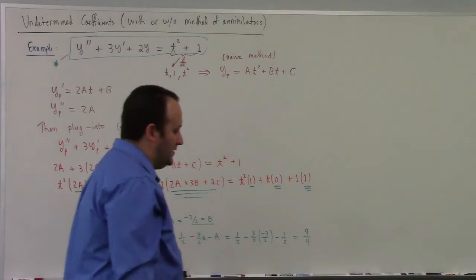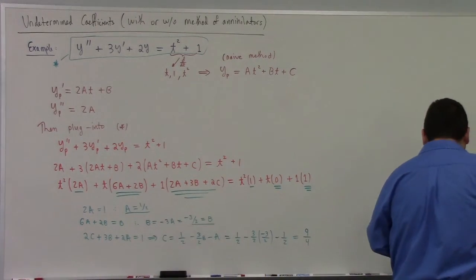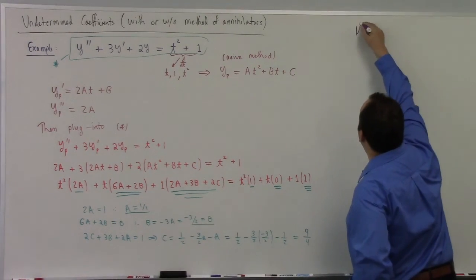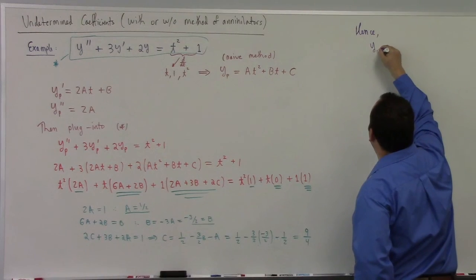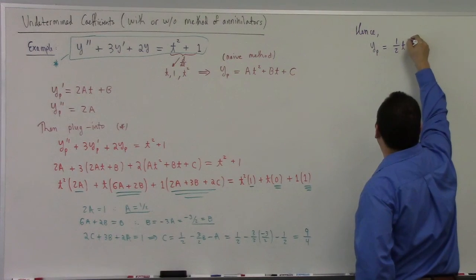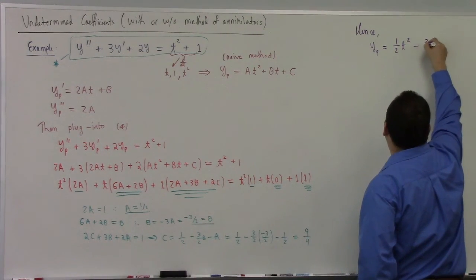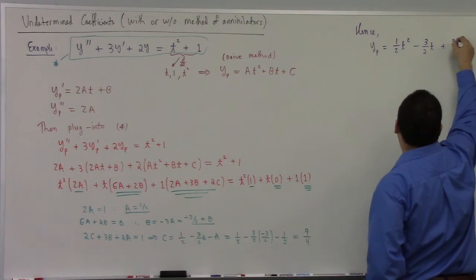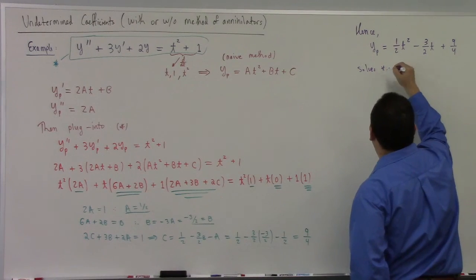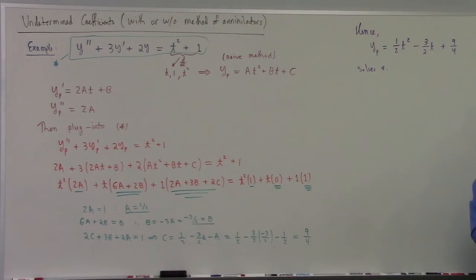Okay. So we've done the work here. And so what we find, hence yp equal to 1/2 t squared minus 3/2 t plus 9/4 solves star, right? So that's how we find a particular solution in this case. I didn't need to do anything with annihilators to do that, right?